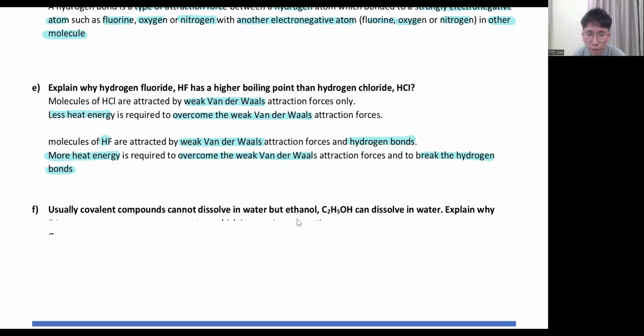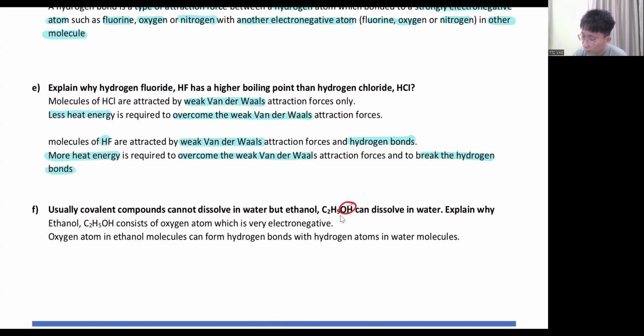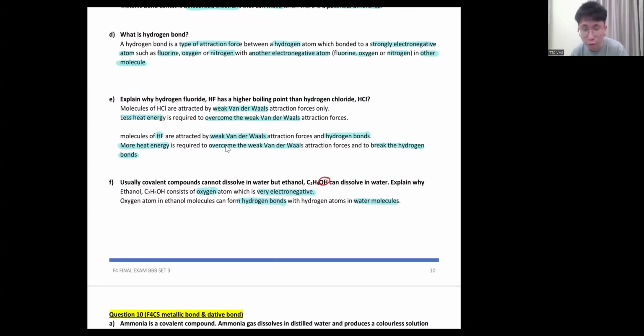And then usually covalent compounds cannot dissolve in water, but suddenly your alcohol can. Why? Because usually covalent compounds don't have any charge to dissolve in water, but your OH appears to form a hydrogen bond to your water. So we can see from here, ethanol consists of oxygen, which is very electronegative. Then it can form hydrogen bonds with water molecules. Okay, so hopefully, guys, later on you all try to write it again. I just discuss how you go through, how you get all these points.